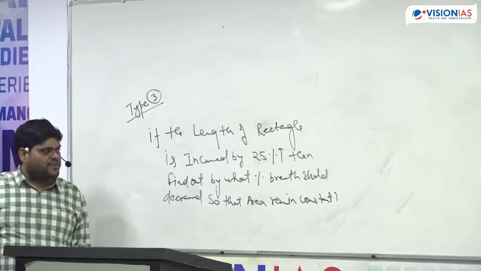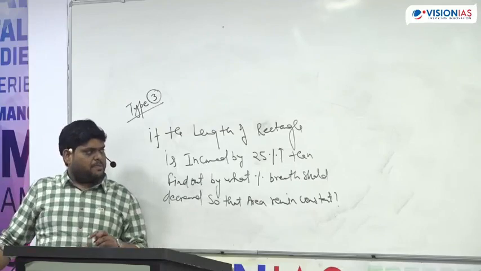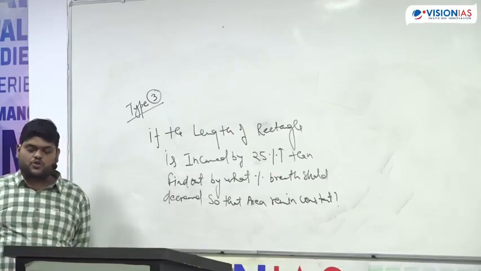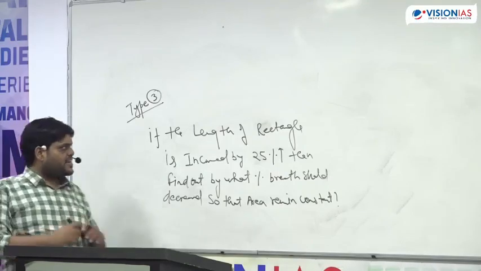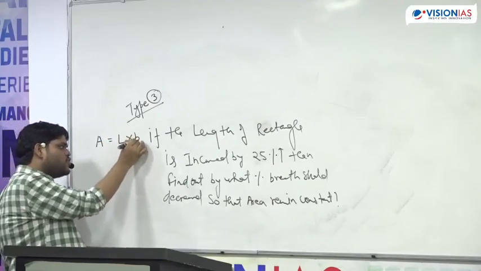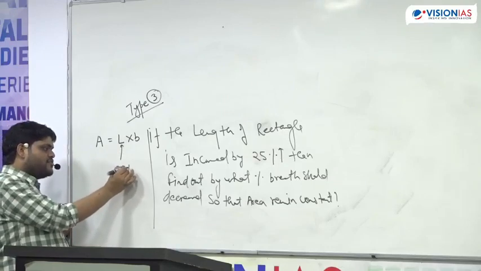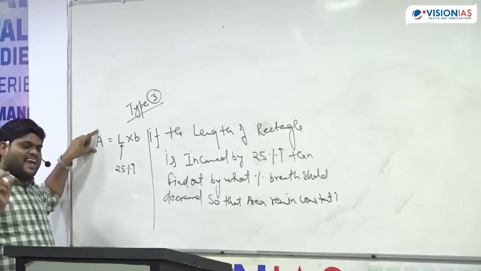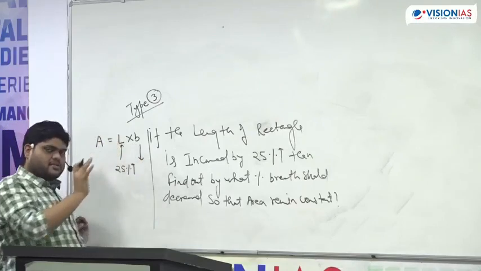If the length of a rectangle is increased by 25%, find out by what percent the breadth should decrease so that the area remains constant. Understand? Now what is the third method? Area is equal to length into breadth. You are increasing length by 25%. Now the area is not changing, and we have to decrease the breadth.